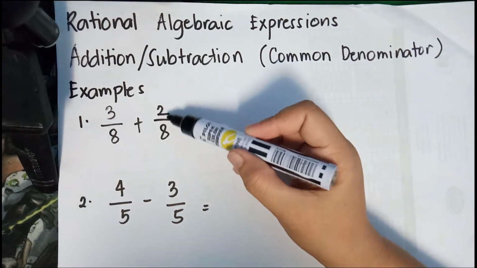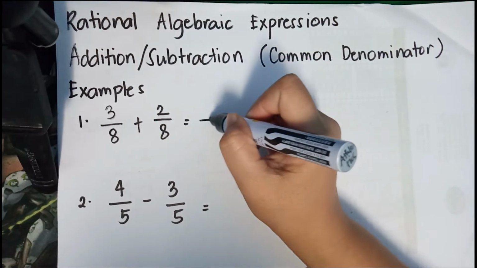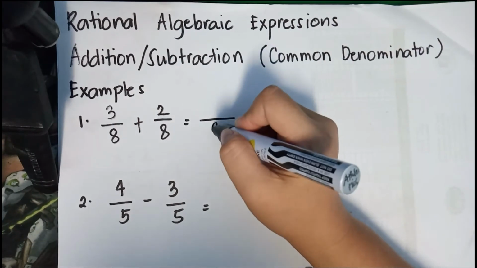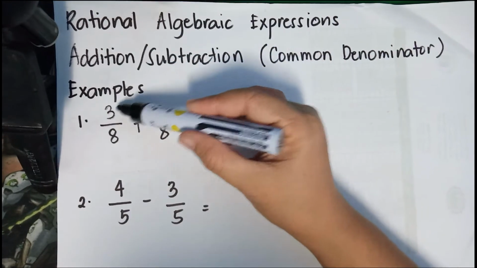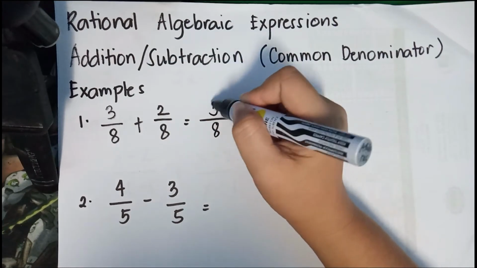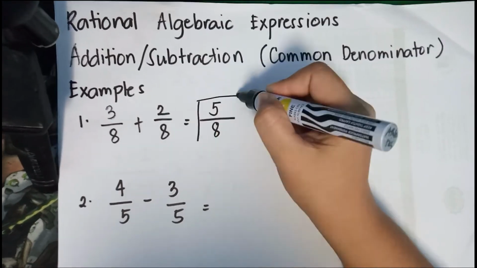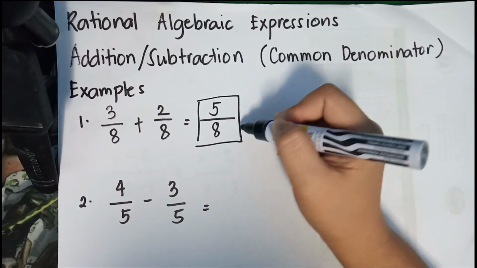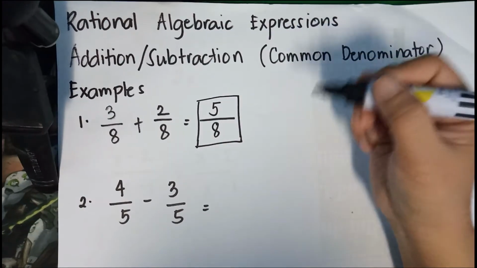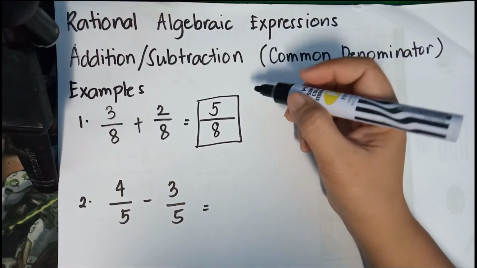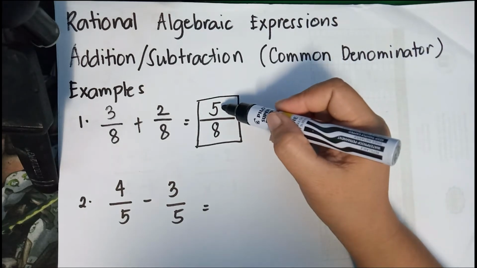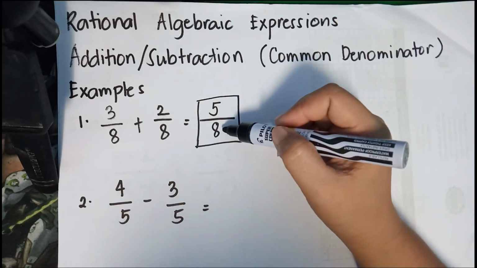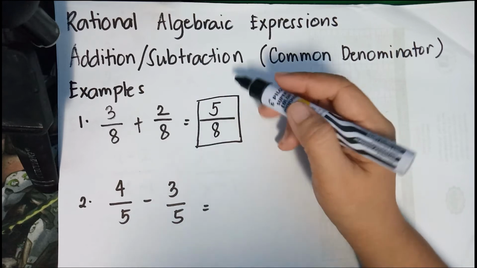3/8 plus 2/8. Since they have the same denominator, copy the denominator and add the numerators. 3 plus 2, that is 5. And our final answer is 5/8 because 5/8 is in its lowest term. When we are talking about lowest term, there is no common factor between 5 and 8. That is why our final answer is 5/8.